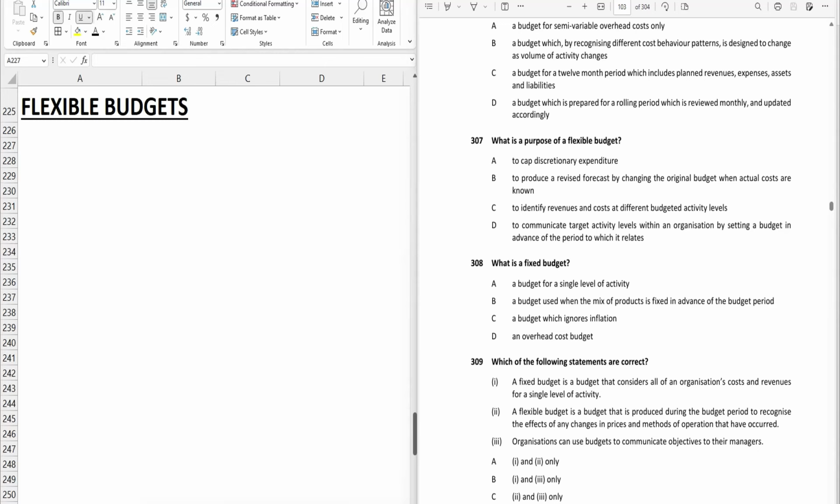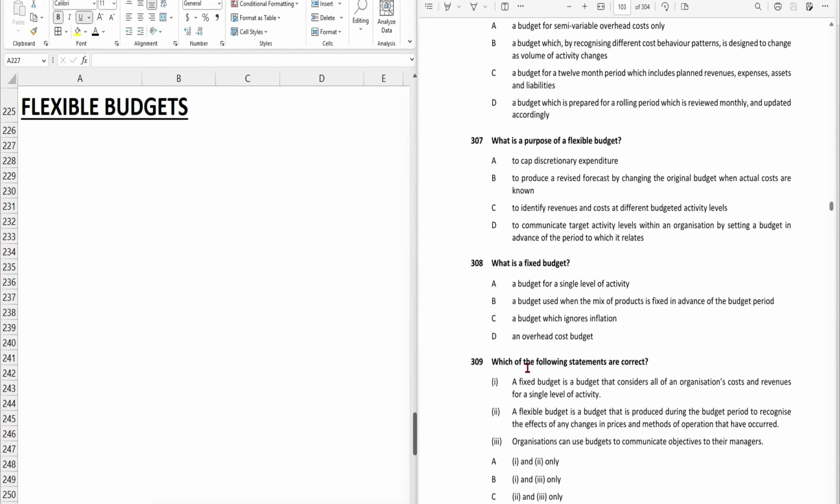Then the next is option C, to identify revenue and cost at different budgeted activity levels. Yes, this is exactly the purpose of a flexible budget, where we flex the cost and revenue by changing the activity level. We adjust the cost and revenue as per the actual or expected activity level, and obviously it helps in performance evaluation as well as understanding cost behavior.